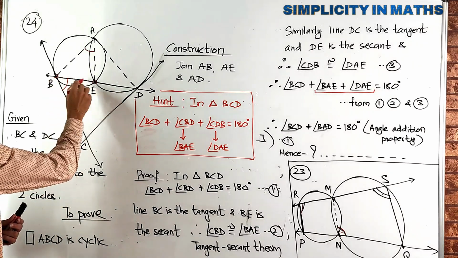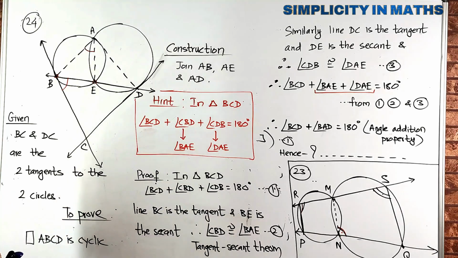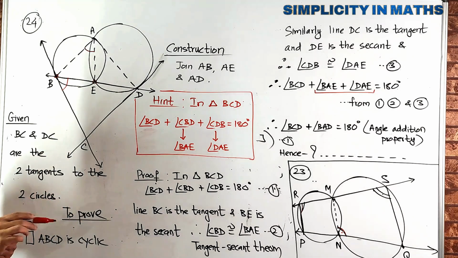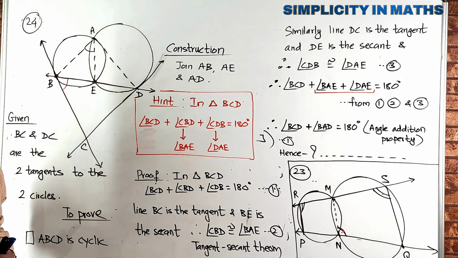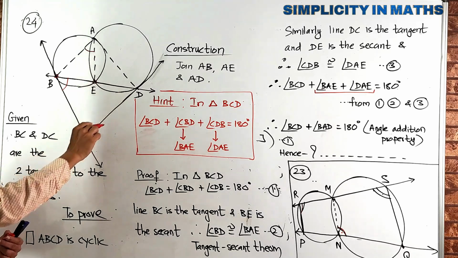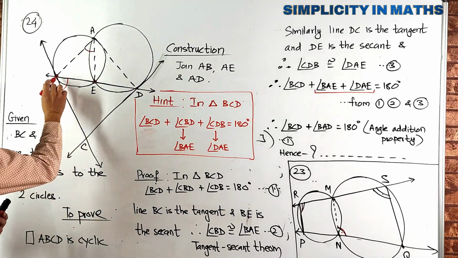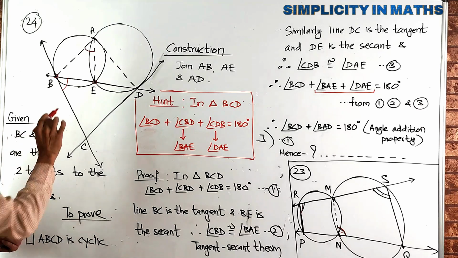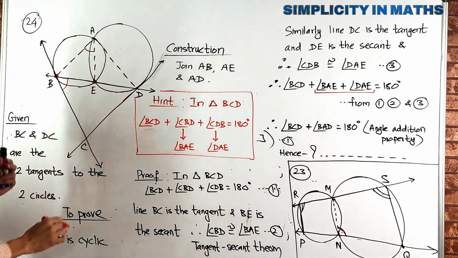Instead of CBE, you can call it CBD also. Look again: BC is the tangent, BE is the secant. So the angle formed by the tangent and secant, angle CBD, is congruent to the angle in the alternate segment. Just look at BE. The angle formed by BE is angle BAE.